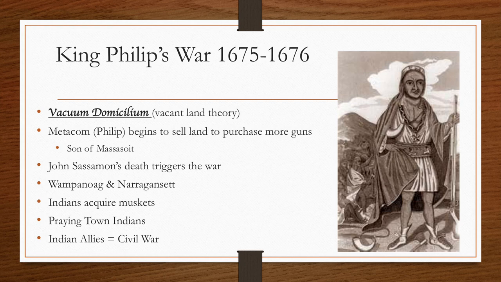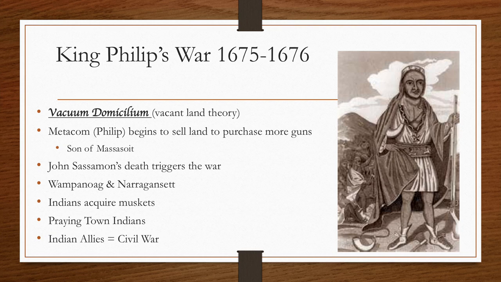In this war, close to 20% of the population are going to die. Well over 1,000 colonists and close to 4,000 Native Americans are going to die. Again, it is the bloodiest actual war on the American continent when you're talking about the population ratio and the death that happens. And again, this starts because of misunderstanding.